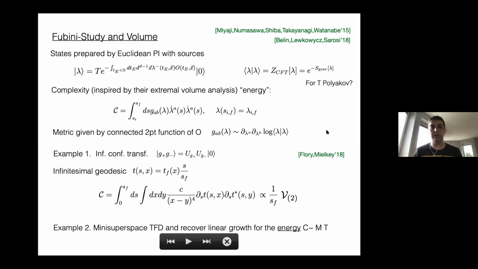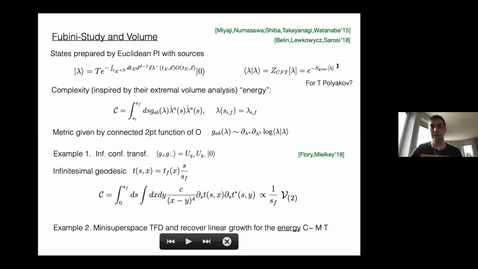Actually, there was a very nice work by Alex Belin, Aitor Levkovich, and Gabor Salosi that were trying to understand better the proposal of information metric by the group of Tadashi. They thought about the circuits also in a very nice way by taking some Euclidean path integral and taking some operators and sources and defining the metric on the sources based on the overlap. So this overlap is basically the partition function of your CFT as a function of sources.